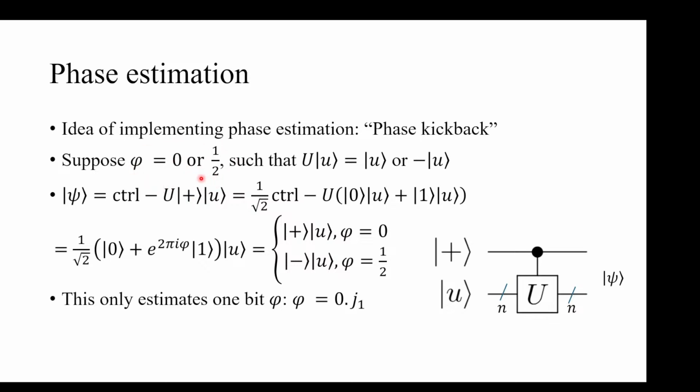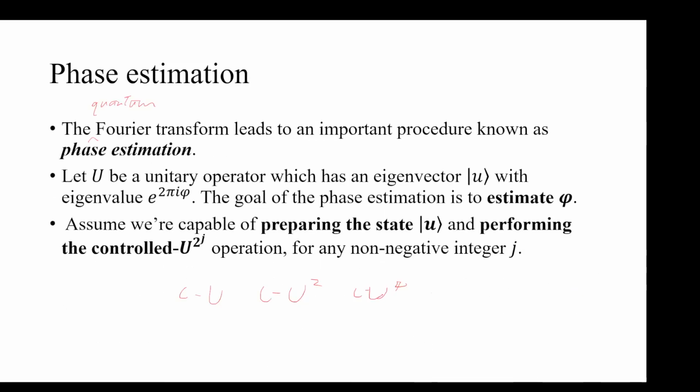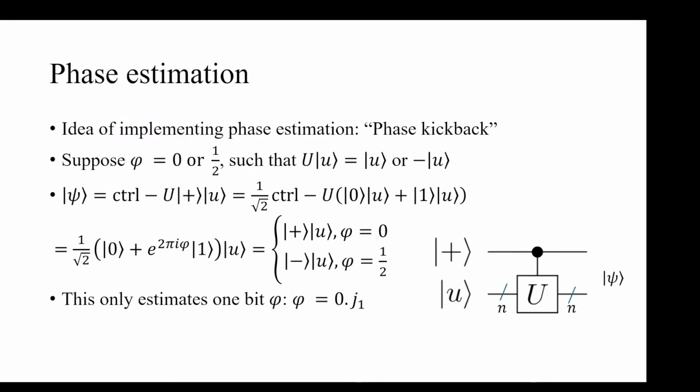So phi is either 0 or 1/2. Because remember, phi is basically on a circle, right? So phase is a complex number. So maybe let's draw. Remember, it's a phase. So phase is something on the complex plane. So it's something from 0 to 2 pi, right? So you have some phase phi here.